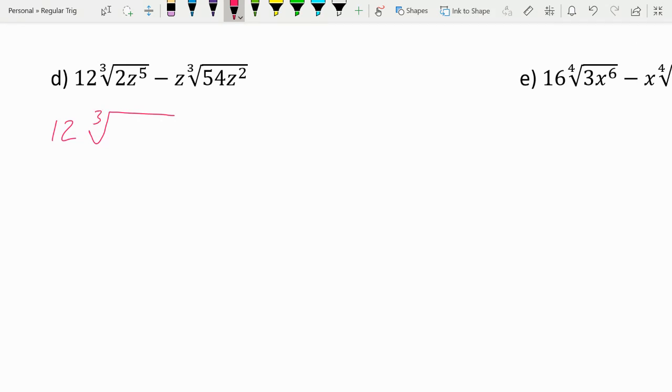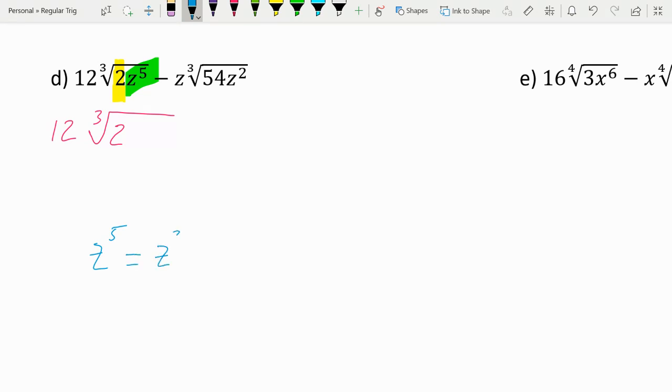Now, can I do anything with this 2? No, I can't do anything with that 2. I can't break 2 down to anything else. So I'm just going to rewrite the 2, and that's going to help me cheat a little bit later. Now, what about z to the 5th power? Can I do something to z to the 5th power so that I can get an exponent of 3?